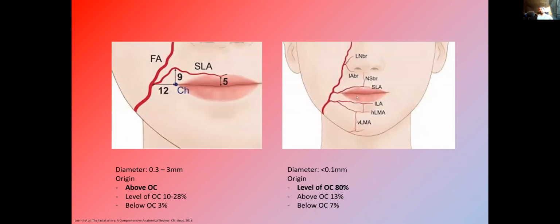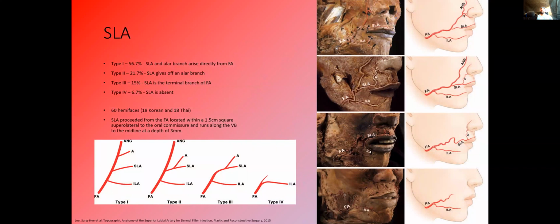If you look at this image on the right-hand side, what we're looking at here is the inferior labii artery, which is just here. And in 80% of cases, it branches off from the level of the oral commissure. We'll go into this in a little bit more detail with some better diagrams. So let's take a look at the superior labii artery.